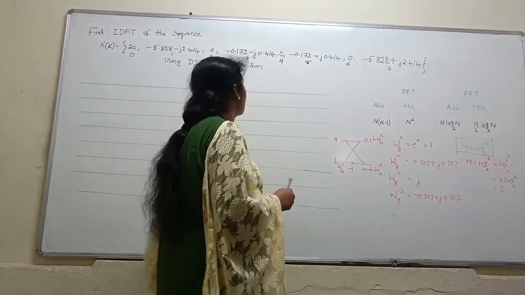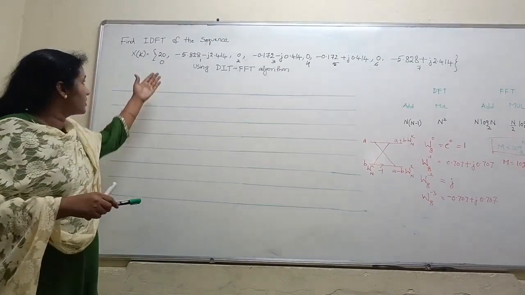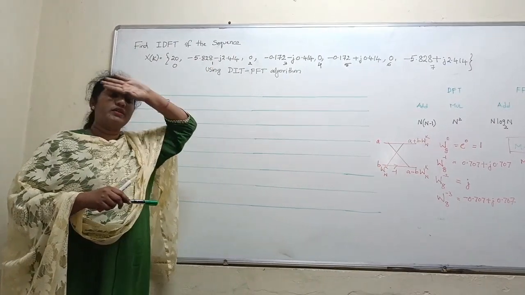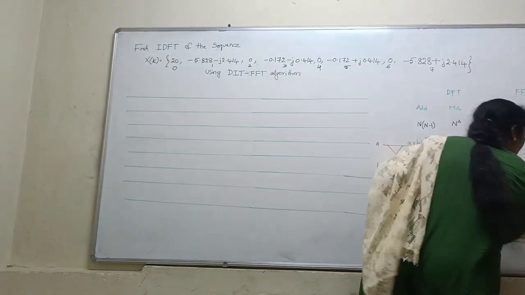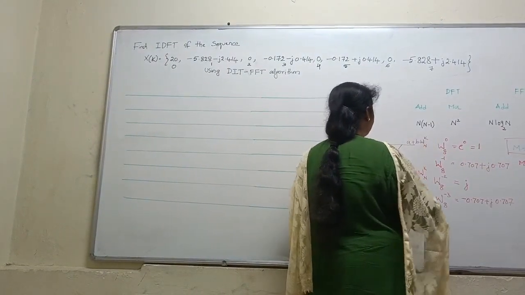Now we will try to solve the 8-point DFT, because here in this problem an 8-point DFT is given. So we will try to solve this one. Okay. Now we will see how to draw the 8-point DFT.